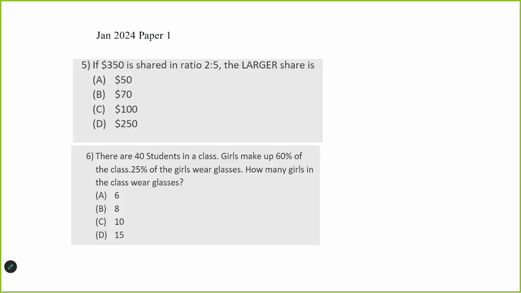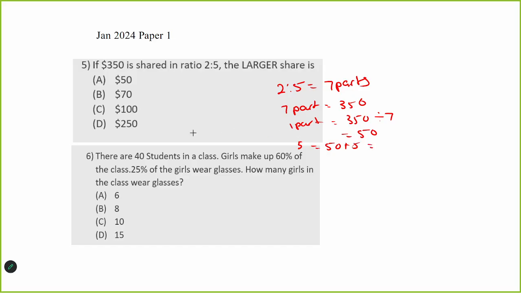If 350 is shared in a 2 to 5 ratio, what is the larger share? So 2 to 5 is actually 7 parts, right? So if 7 parts is equal to 350, then 1 part would be 350 divided by 7, which is 50. They want the larger share, they want 5 parts, so 5 parts would be 50 times 5, which is 250, which is D. And this one as well is a repeated question.